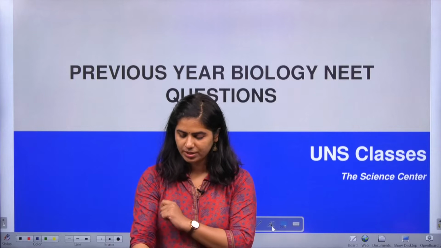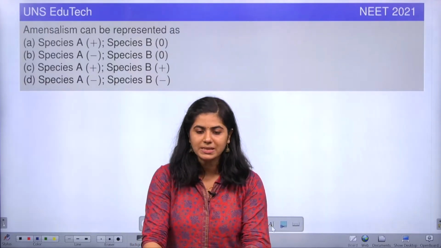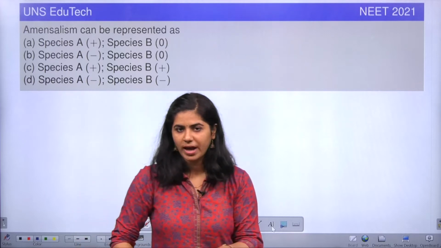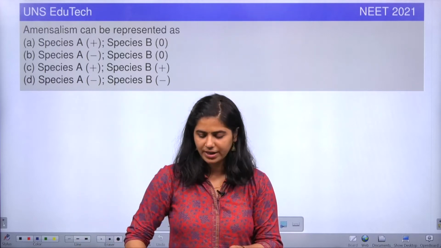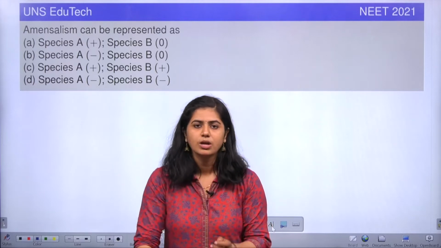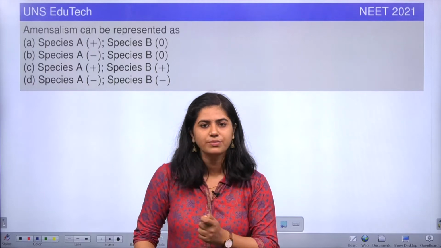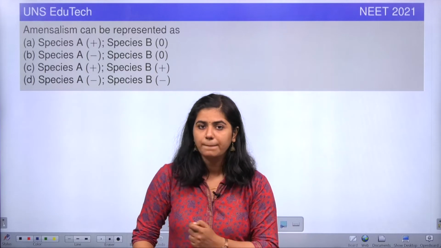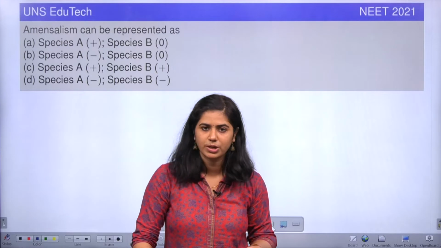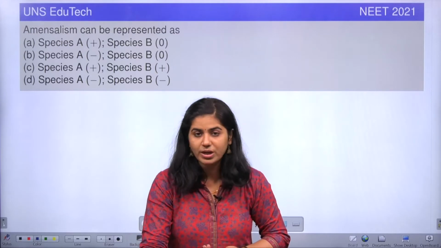Today we will discuss one more question from species interaction. Here the question is, amensalism can be represented as. Normally before answering we go for an explanation, right? So let's start with a little bit of explanation about species interaction. What types of species interaction do we know? Competition, predation, parasitism, mutualism, amensalism, commensalism and so on. So let's discuss a little bit about everything.